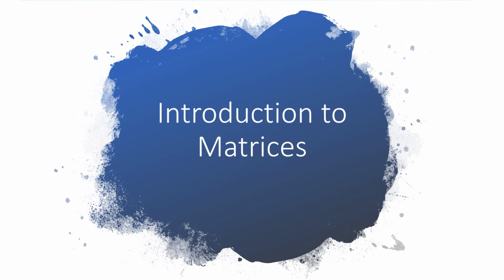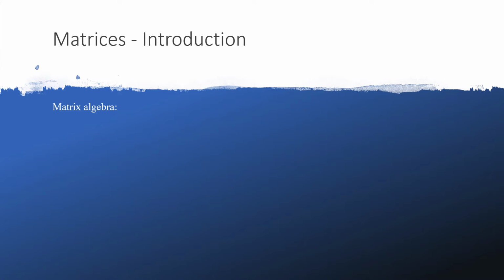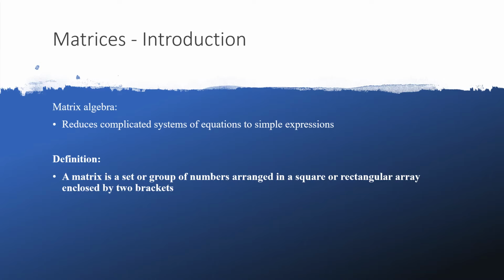Introduction to matrices. Matrix algebra is very important in the real world because it helps us to reduce complicated systems of equations into simpler expressions. Our basic definition of a matrix states that a matrix is a group of numbers arranged in a rectangular or square array enclosed by two brackets. Here are a few examples of matrices.